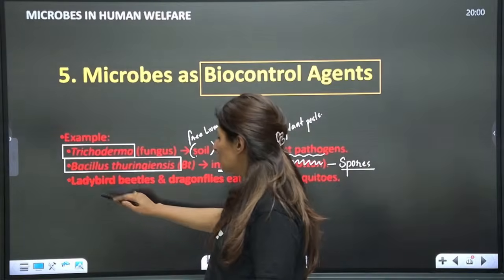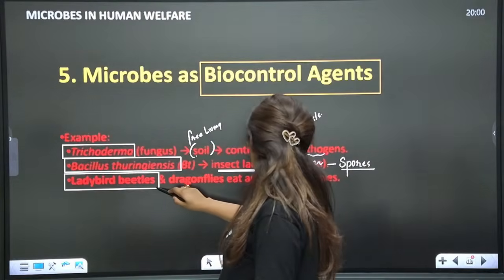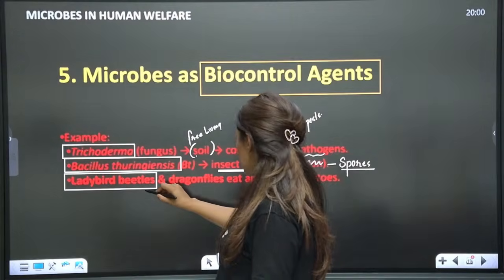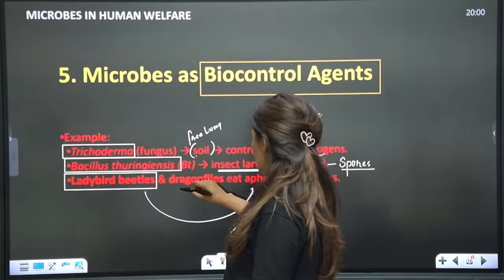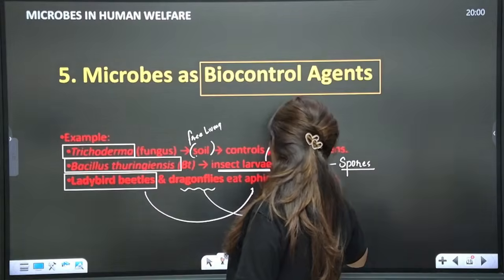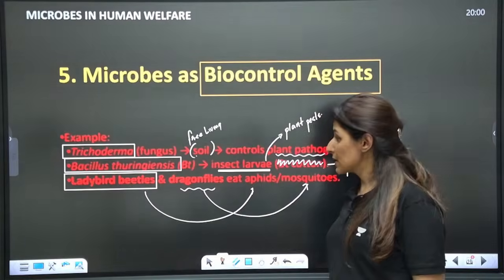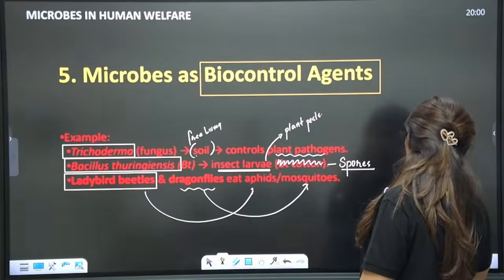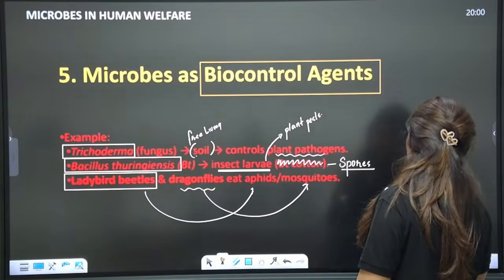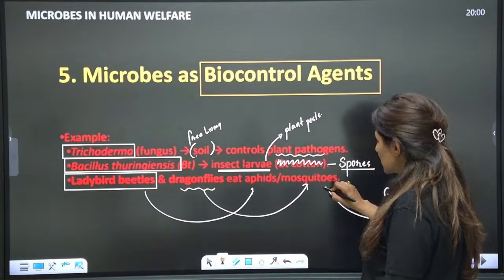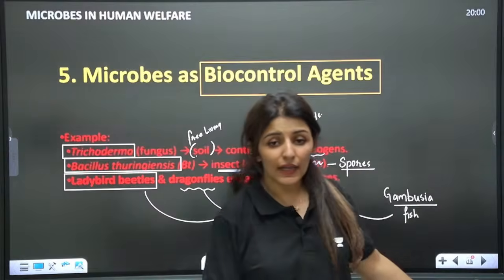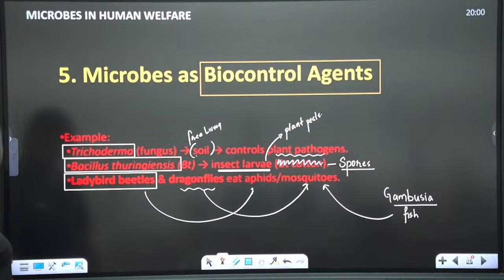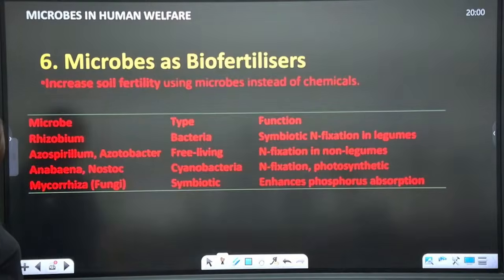Then talking about ladybird beetles and dragonflies. Ladybird beetles eat aphids, and dragonflies eat mosquito larvae. Similarly, guys, we also have Gambusia fish, which is put in the paddy fields. This Gambusia fish also controls the mosquito larva. So one organism controlling another organism is an example of biocontrol agents. Is that clear to all?